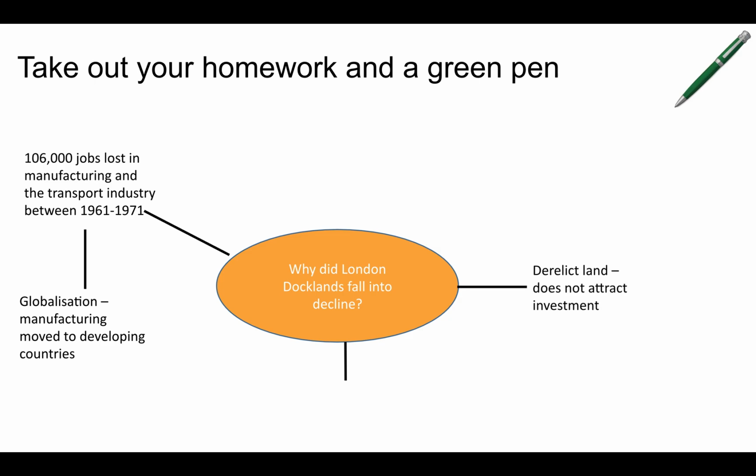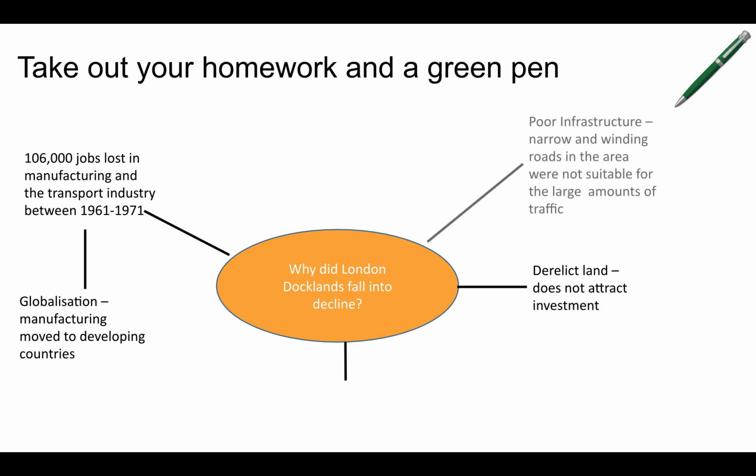As those warehouses shut down, as we were talking about before, the land becomes derelict. It's not being used. Buildings are being boarded up. Nobody wants to put money into that. It doesn't bring in any investment. And that can lead to poor infrastructure. Particularly at that time, the warehouses were quite close together. The roads were narrow and winding. It wasn't suitable for having loads of traffic.